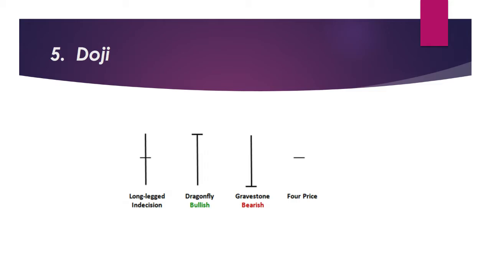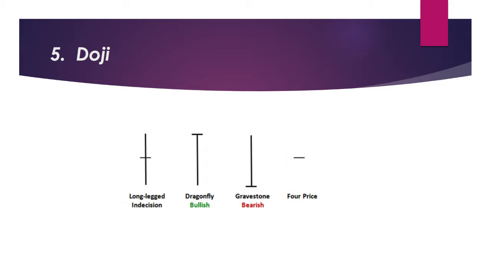I'm looking at chat and trying to look at my notes up here, but let's talk about the Doji. There are different kinds of Doji. You've got the long-legged indecision, the dragonfly, which indicates a market reversal might happen there, the good old gravestone, and the four price, which is one we'll talk about last.